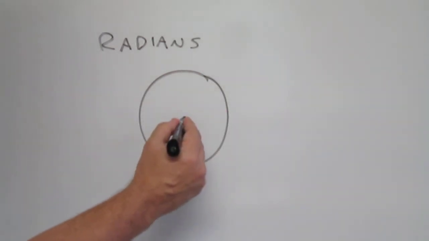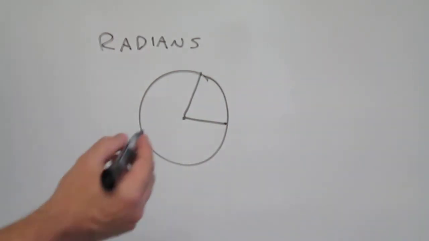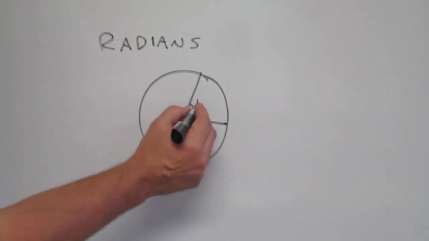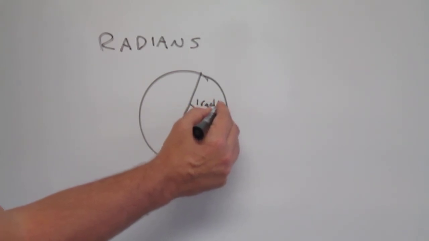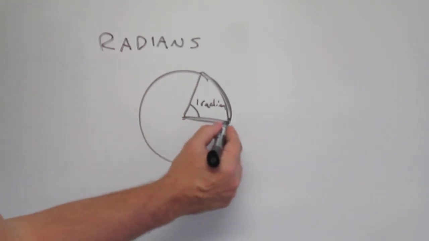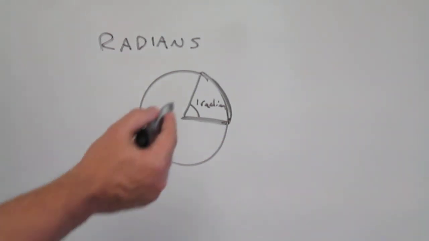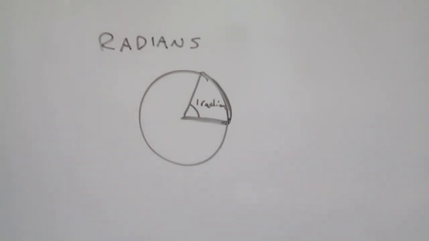If I have a circle like this, the angle that's going to give me something that allows this arc to be the same measure as the radius, that's always going to be 1 radian in measure. So of course the logical question that I have is, how many radians are there in a full circle?